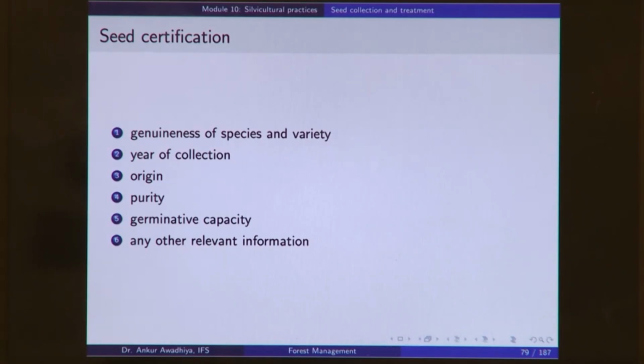these plants will be having certain local differences in their appearance and in their phenotypes. So, you need to know about the origin of these seeds, you need to know about the purity of the seeds, the germinative capacity, and any other relevant information. So, a seed certification typically is done by a third party agency, which gives a certificate that gives you all these different information.